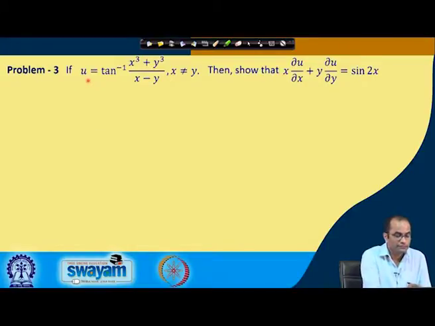So, here we have u which is given as tan inverse of (x cube plus y cube) over (x minus y), where x is not equal to y because this is not defined when x is equal to y. Then we show that x del u over del x plus y del u over del y is equal to sin 2u.